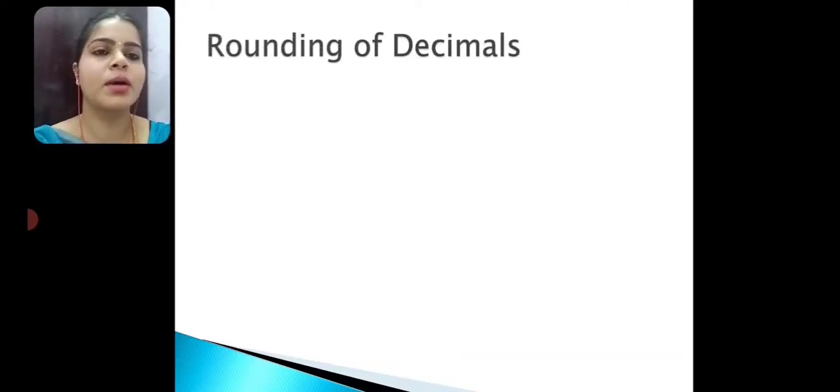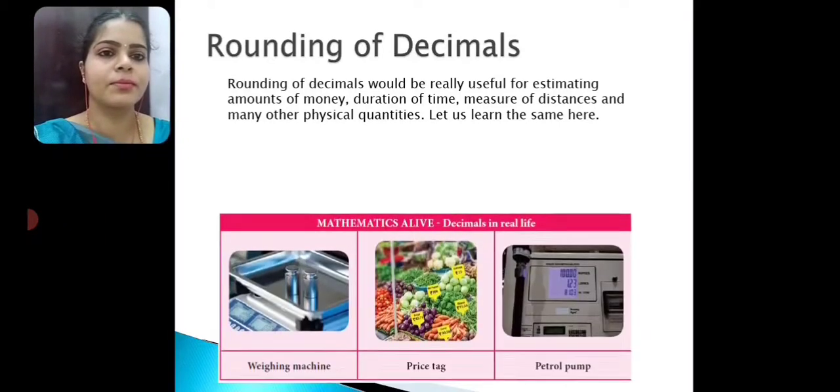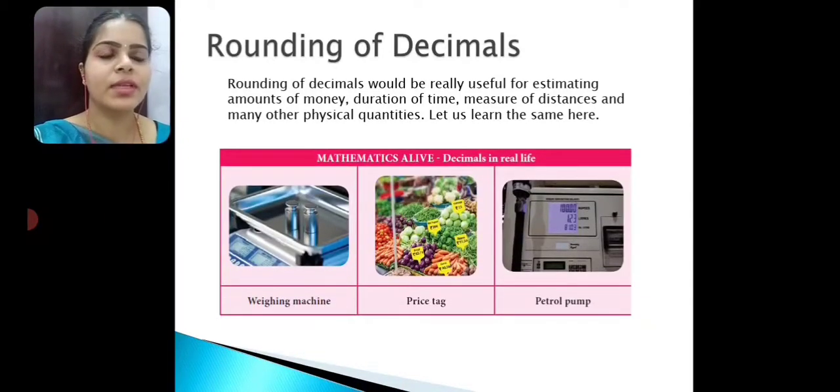Now, let us learn about rounding of decimals. Rounding of decimals would be really useful for estimating amount of money, duration of time, measure of distances, and many other physical quantities. Let us learn the same here. Below, I have given examples of decimals in real life. First one, weighing machine. Second one, price tag. Third one, petrol pump.